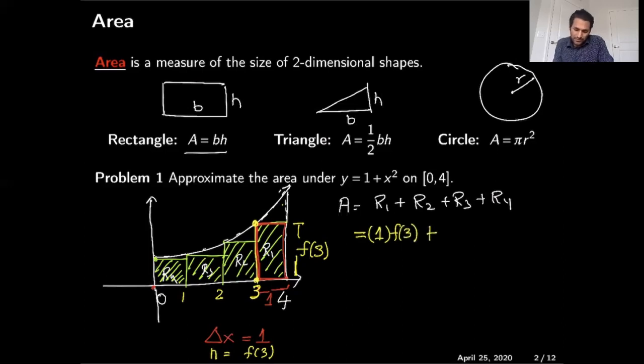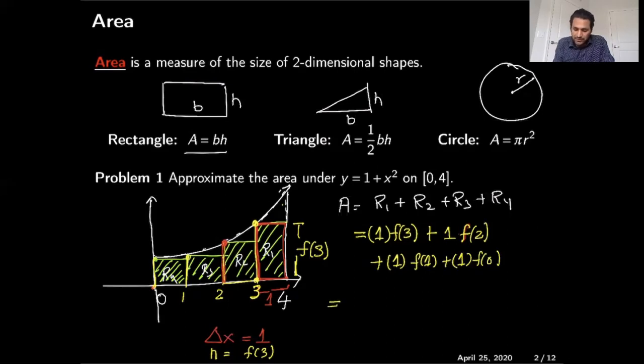Similarly for R2, the width is 1 unit, and we get the height of this rectangle by plugging the x value into the function. The y value is the height of that rectangle. So it will be 1 times f evaluated at 2. Again, the width of the next rectangle is the same, but the height is f evaluated at 1. And for the last rectangle, the height is f evaluated at 0, so 1 multiplied by f evaluated at 0.